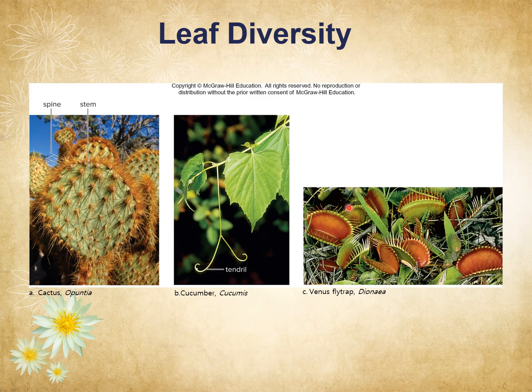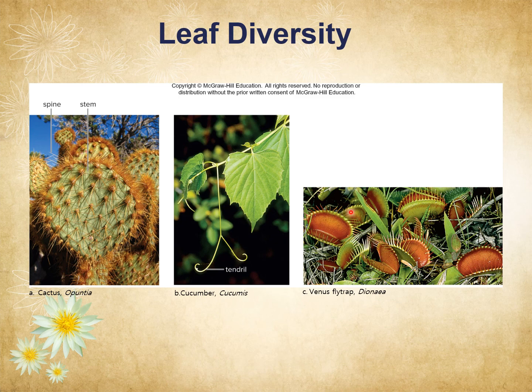So here are a few examples of leaf diversity. The first picture is the spine of a cactus plant. These are modified leaves that protect the fleshy stem from animal predation. And then we have the tendrils of a cucumber. These are modified leaves that attach the plant for physical support. And then lastly, we have the modified leaves of a Venus flytrap, which serve as a trap for insect prey.